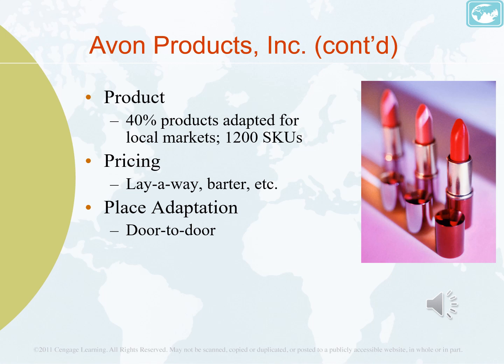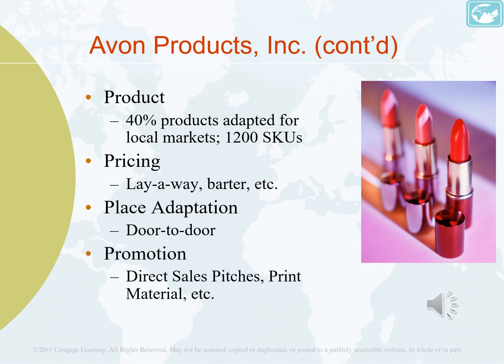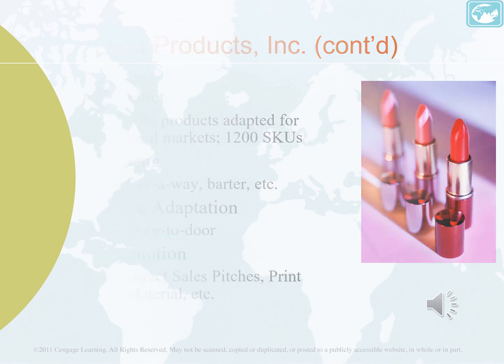Right? Pricing wise, they use a layaway, right? Just like a Walmart layaway. They use barter, and other ways. Right? Place adaptation is to go door to door. Right? Promotions, they go with direct sales pitches, print materials, etc., to sell the product. Okay?